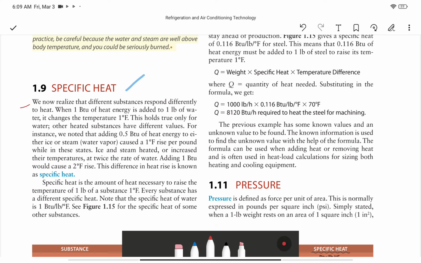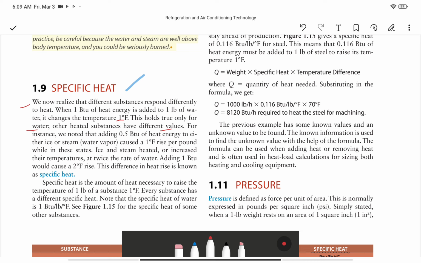So what we now realize is that different substances respond differently to heat. When 1 BTU of heat energy is added to 1 pound of water, it changes the temperature 1 degree Fahrenheit. This holds true only for water. Other heated substances have different values.